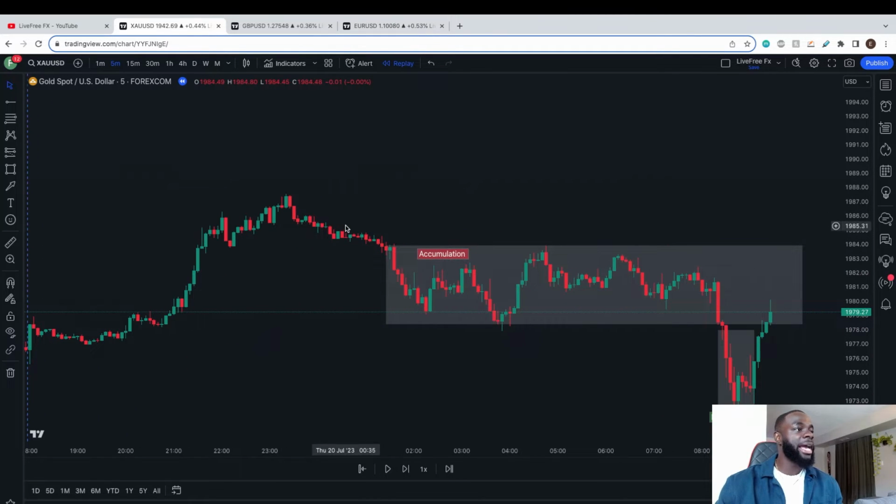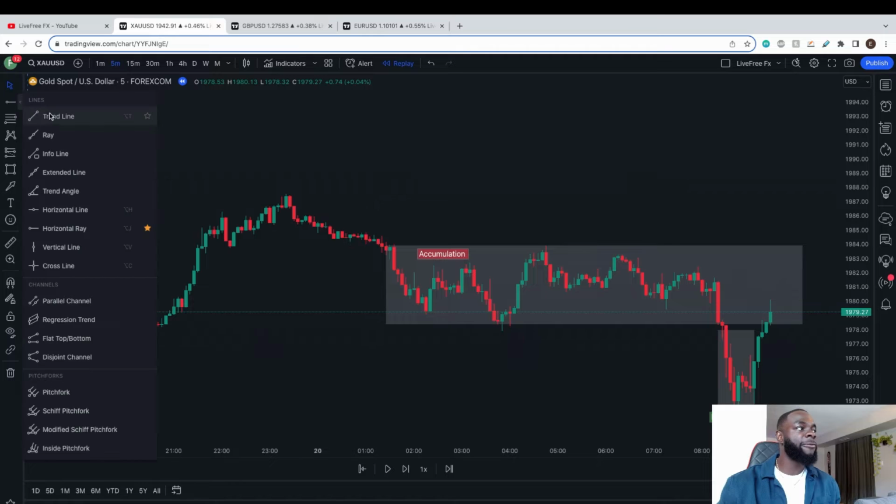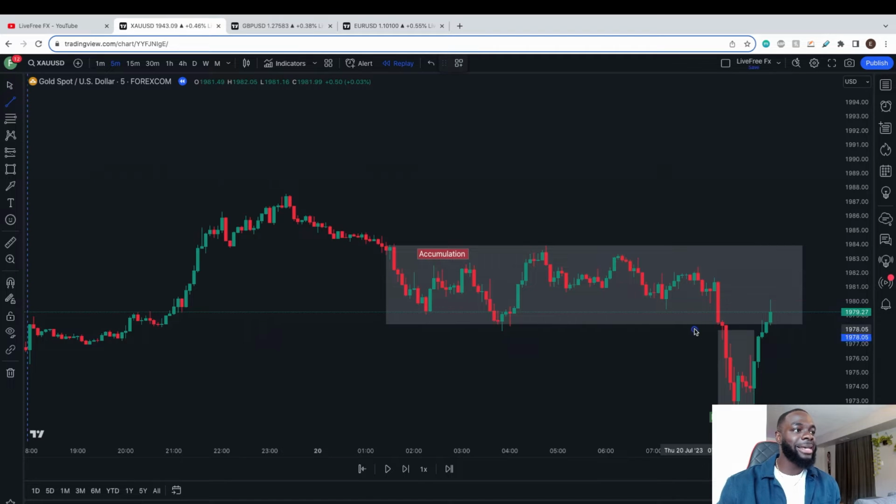Accumulation here, we have price in the London session starts to move sideways. Orders are coming to the market, waiting for the right time to be distributed. So at about 8:15 or so, we get that distribution that happens. Now with this particular strategy, you want to wait for the distribution to happen, and then you wait for the redistribution, which we see at about 9:25.